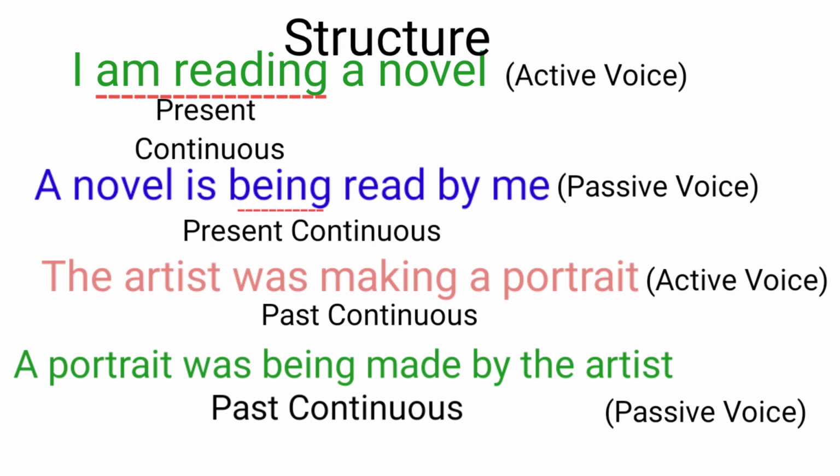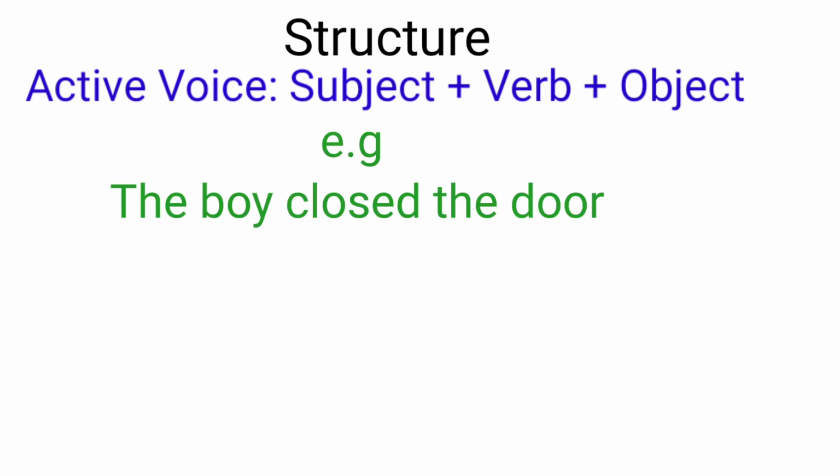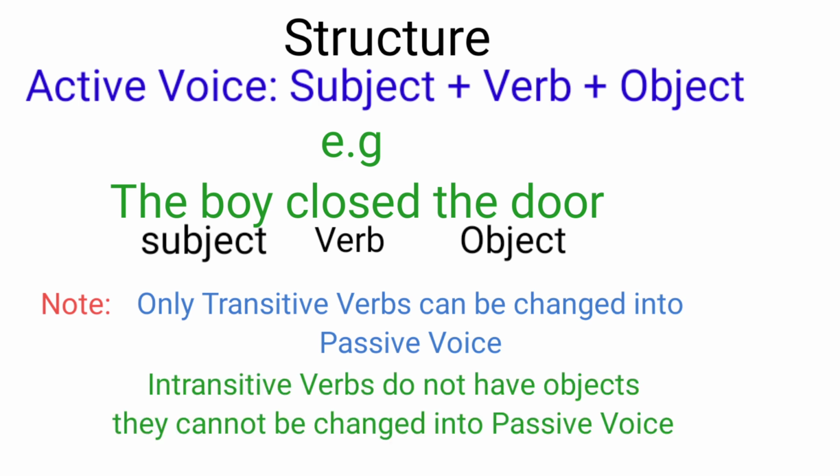Now let's look at the structure. In the active voice, what is the structure of the sentence? Subject plus verb plus object. Example, the boy closed the door. Subject plus verb plus object. Boy is the subject, closed is the verb, the door is the object. Remember, only the transitive verbs can be changed into passive voice. This is very important. Please remember. Intransitive verbs do not have objects. Therefore, they cannot be changed into passive voice.